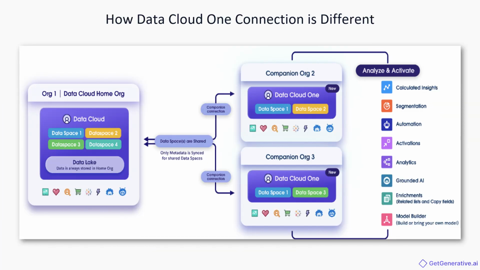This is a bit more detailed diagram for the same. The concept is similar, where your org1 is where your Data Cloud is procured. You have multiple data spaces, you have a data lake, and you have used the companion connection to connect the external instances, org2 and org3. Org2 again has Data Cloud One, which is a replica of Data Cloud, both in terms of data and metadata. You are allowed to share limited spaces, limited data based on your use case with each instance. You can decide that. And these are all the features that it enables.